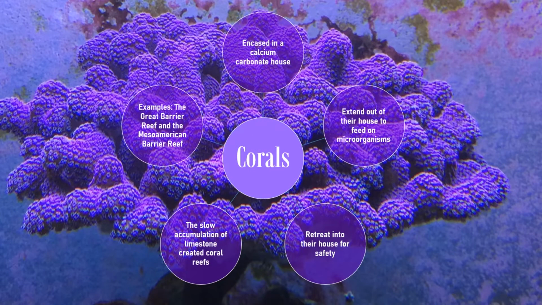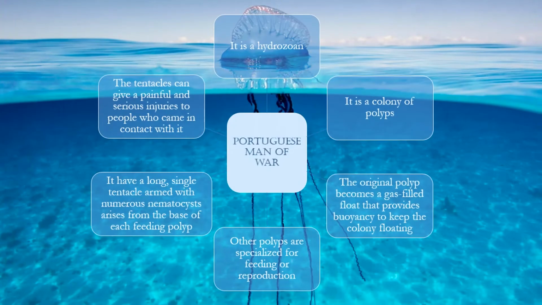Corals. They are encased in a calcium carbonate house. They extend out of their house to feed on microorganisms and retreat into their house for safety. The slow accumulation of limestone created coral reefs. Examples are the Great Barrier Reef and the Mesoamerican Barrier Reef.